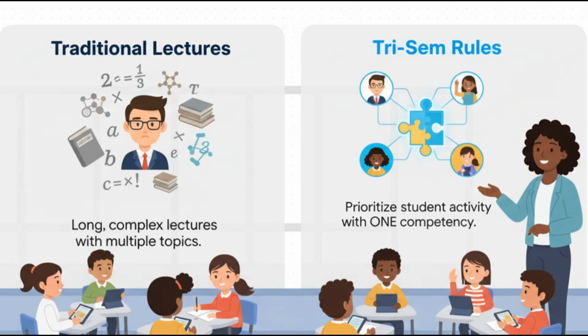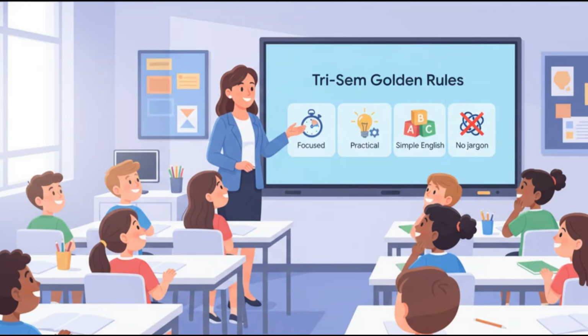Literally just 1. 1 lesson equals 1 competency only. Doing less lecturing actually equals more mastery. You explain 1 clear concept and then you simply let the students work with it. To make that single competency really stick, we follow these Tri-Sem golden rules. Let's read through them step by step.